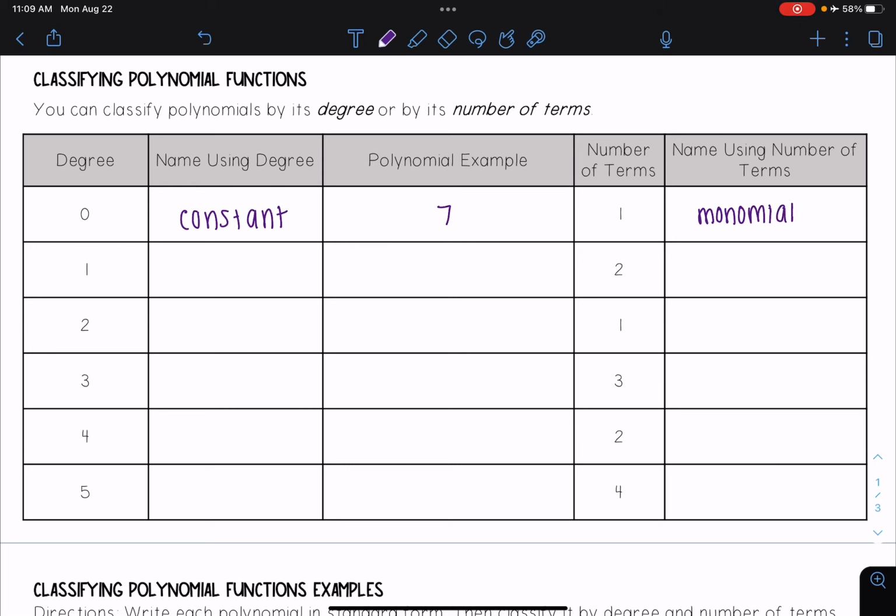Okay, a polynomial function with degree 1, on the other hand, is called a linear function. An example of that would be 2x plus 1. And remember, when it's just an x here, there's really a hidden 1 exponent there. However, we don't write it because x to the first is just x. So that's why we just see 2x here. Now, this polynomial has two terms, and a polynomial with two terms is called a binomial.